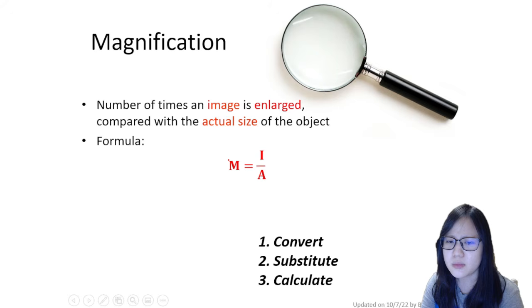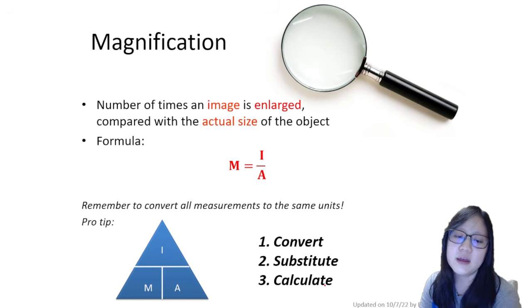Now, there are 3 steps when it comes to this kind of questions. I always encourage students to convert first because the top and bottom should have the same units for this to work. Okay, and number 2, substitute in your values. What is I, what is A, and then calculate using the formula. Now, very often they would probably also ask you to derive the image size from the magnification and actual, or the actual from the magnification and image, vice versa.